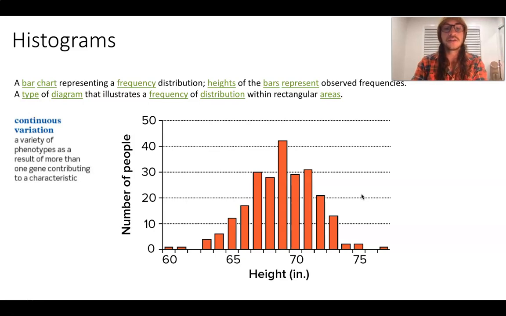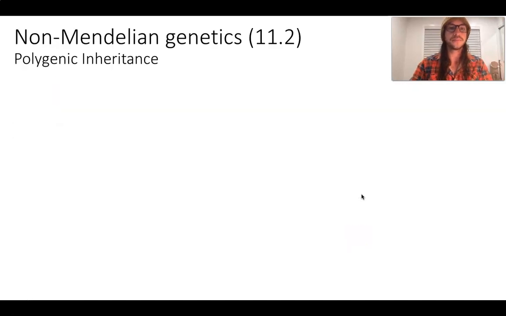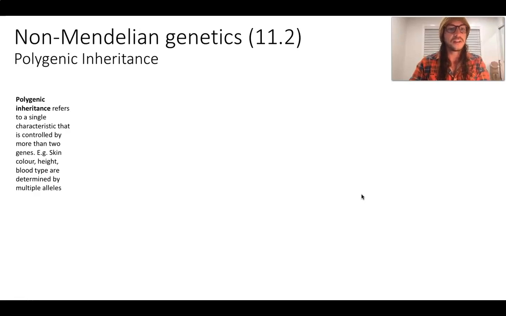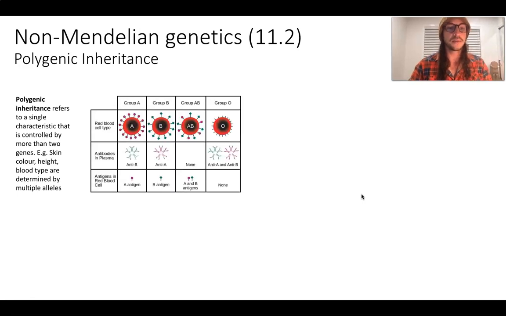Which leads me to the next topic of this video, which is polygenic inheritance. So this is again another non-Mendelian genetic topic. And a definition of polygenic inheritance, as the QCAA learning goal asks for, is this. It refers to a single characteristic that is controlled by more than 2 genes. Examples include skin color, height, and blood type. They're determined by multiple alleles.